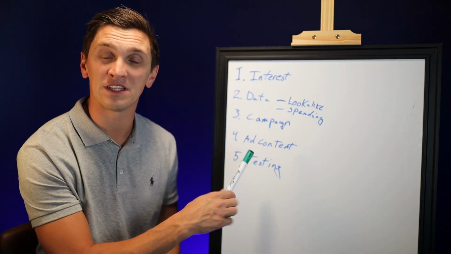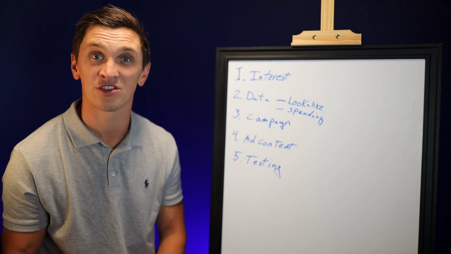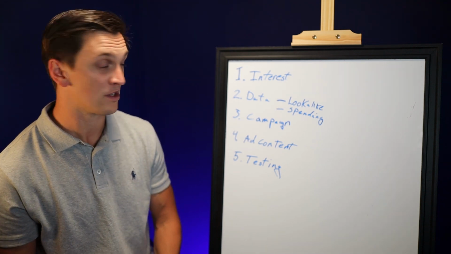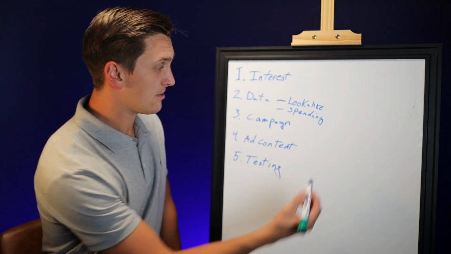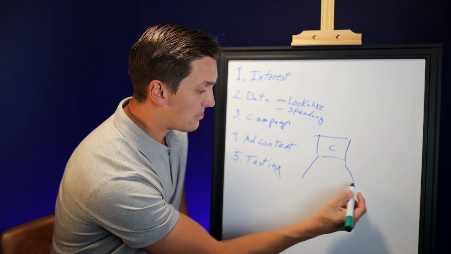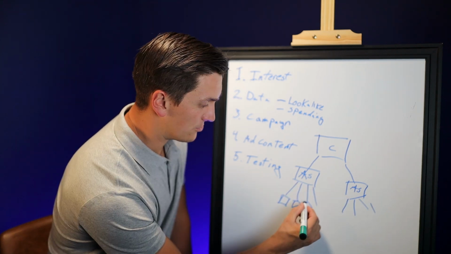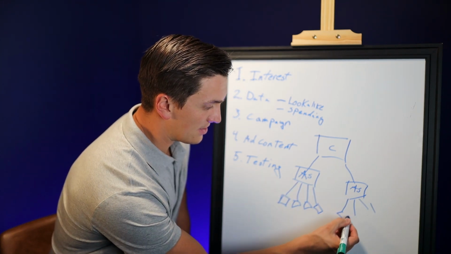Okay, now we've dove into that. Let's dive into exactly how you should be setting up your ad campaign structure in 2025 on Facebook. Ad campaign structures go like this. You have your campaign, and then underneath every single one of those, you have your ad sets. And then each ad set has ads underneath it. I'm just gonna draw all these ads in.